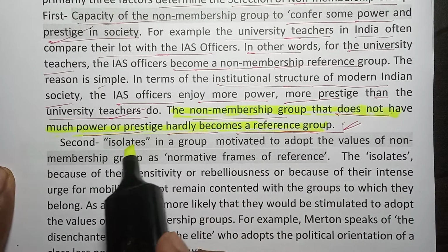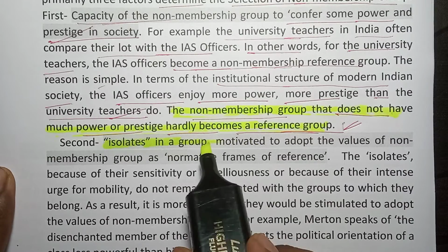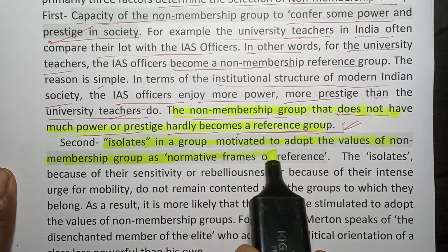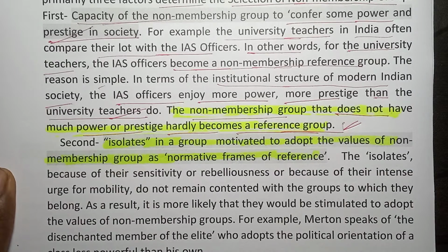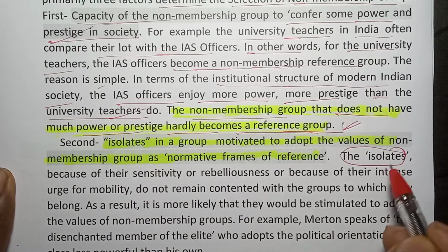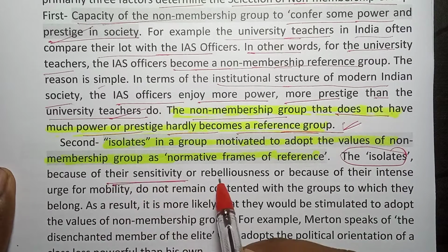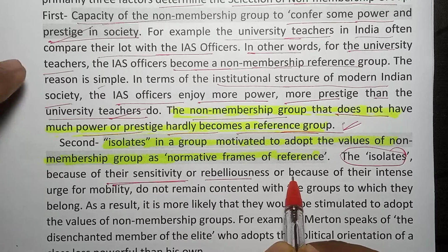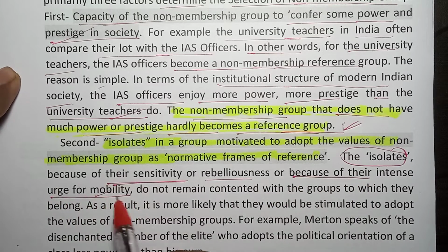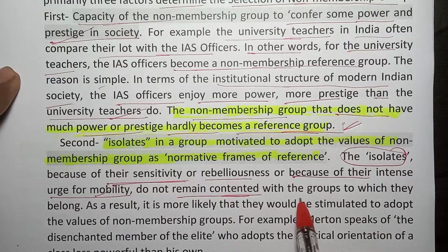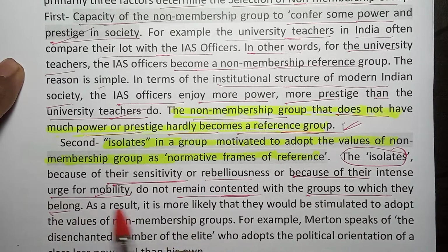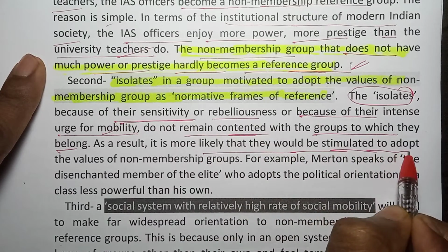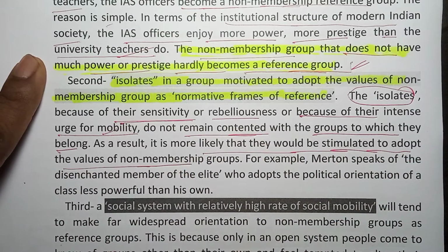Second, isolates in a group are motivated to adopt the values of a non-membership group as a normative frame of reference. The isolates, because of their insensitivity or rebelliousness or because of their intense urge for mobility, do not remain contented with the groups to which they belong. As a result, it is more likely that they would be stimulated to adopt the values of a non-membership group.